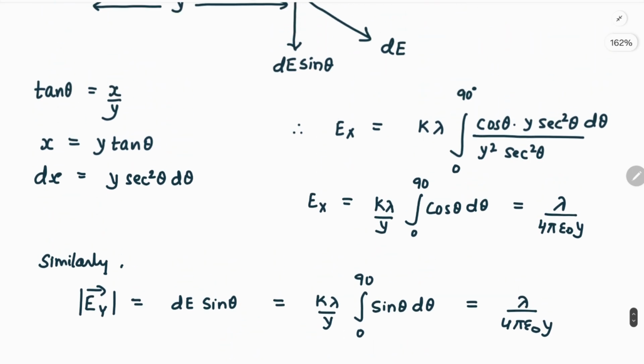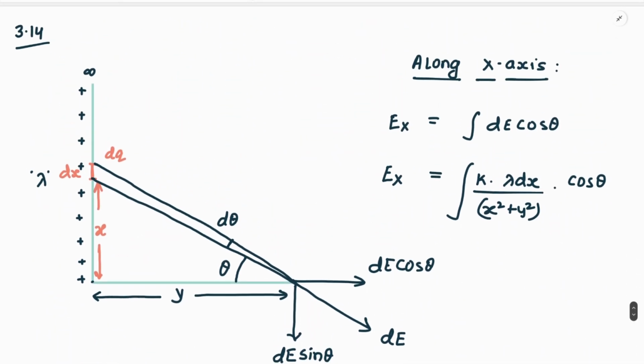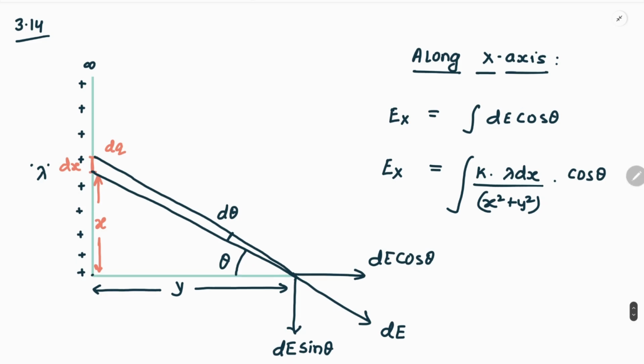So we calculate the value of E along the x-axis, E along the y-axis, and then we calculate the net value of the electric field. And since both of them, that is Ex and Ey, are equal in magnitude, it is directed at a 45-degree angle from the thread.